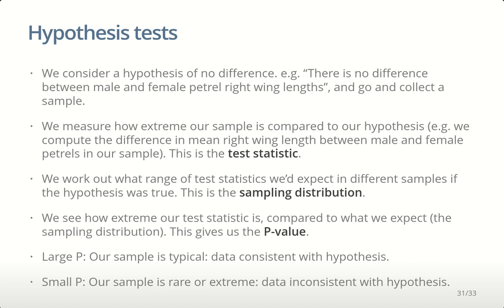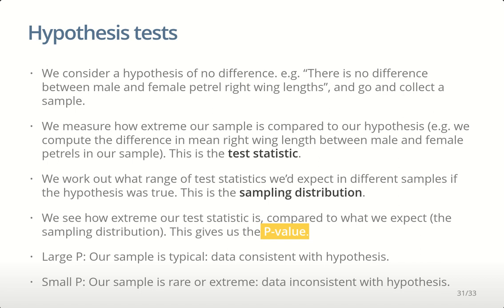We then see how often would that happen given what we know about the sampling process. So we use our knowledge about the sampling distribution, right? That the sample mean, or the difference between the means, is going to be normally distributed with some standard deviation, and we use that to compute a p-value.